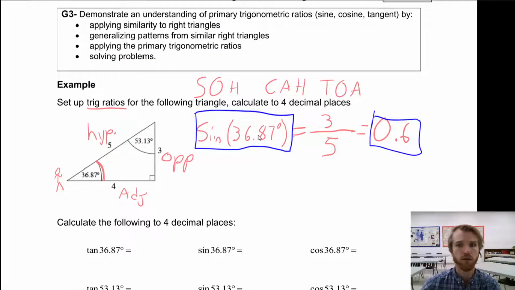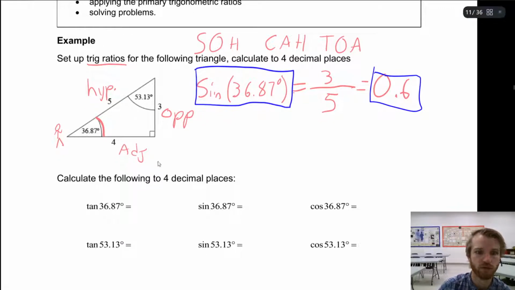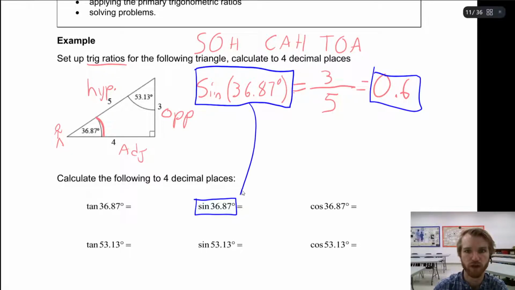Okay, so down here it asks us to calculate the following to 4 decimal places. So this is what we just did. Without putting in the numbers for the sides, even if we didn't know what those side lengths were, if we wanted to know the sine ratio for the angle 36.87, we put it into our calculator and it gave us 0.6. We didn't need to do this part. Okay, and we could do the same thing for all of these.